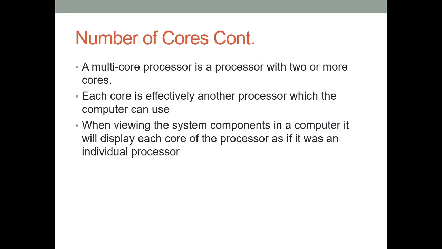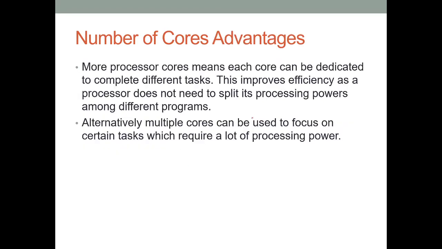And the way the computer sees it is each core is effectively another processor which the computer can use. There's actually a way where you look at your computer's parts, and it will come up with multiple processors. So if you have a quad-core processor, your computer will effectively think it has 4 processors. The advantage of this is obviously that if you have 4 of them, you can do 4 different tasks easier.